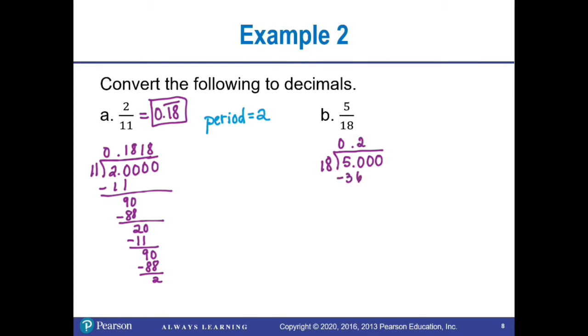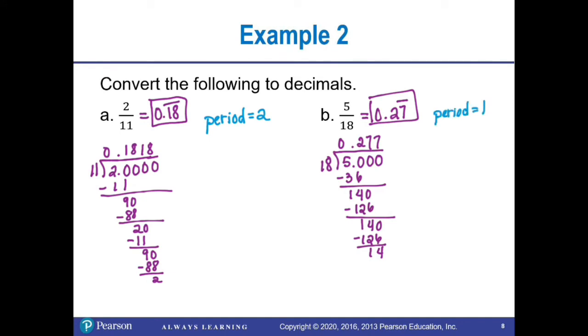18 goes into 50 2 times with 14 left. Bring down the 0. 18 goes into 140 7 times with 14 left. Bring down the 0. 18 goes into 140 7 times with 14 left. Notice we've started forming that repeating pattern. The 7 is the repetend that repeats. So as I write my answer, I put the bar only over the 7 because that's the only digit that repeats. The period here is 1 because I have only one digit that repeats.